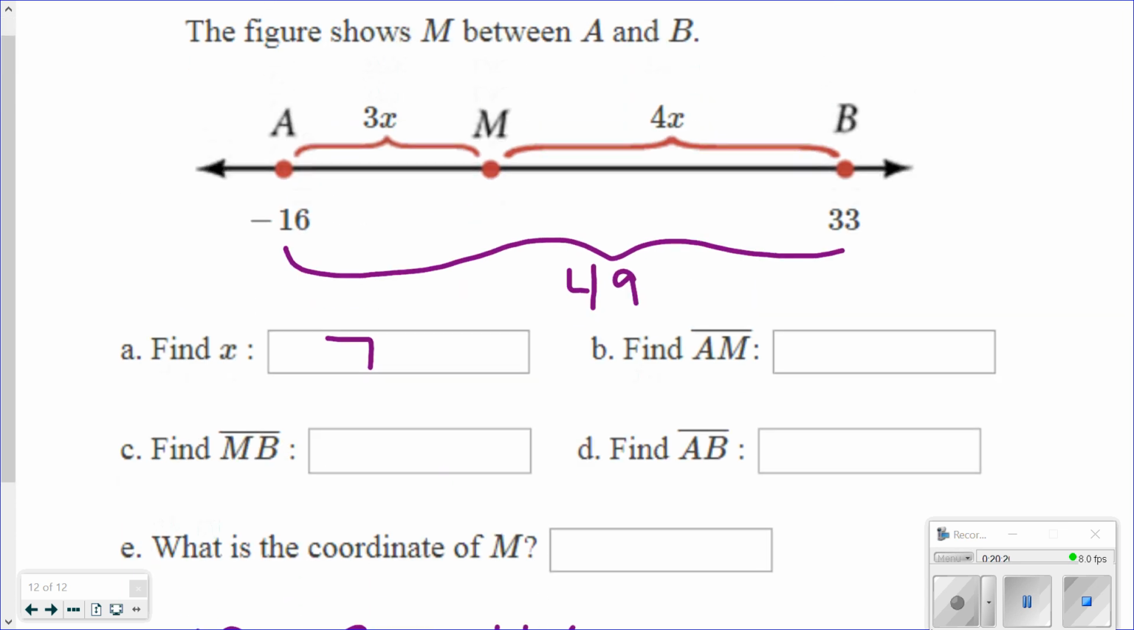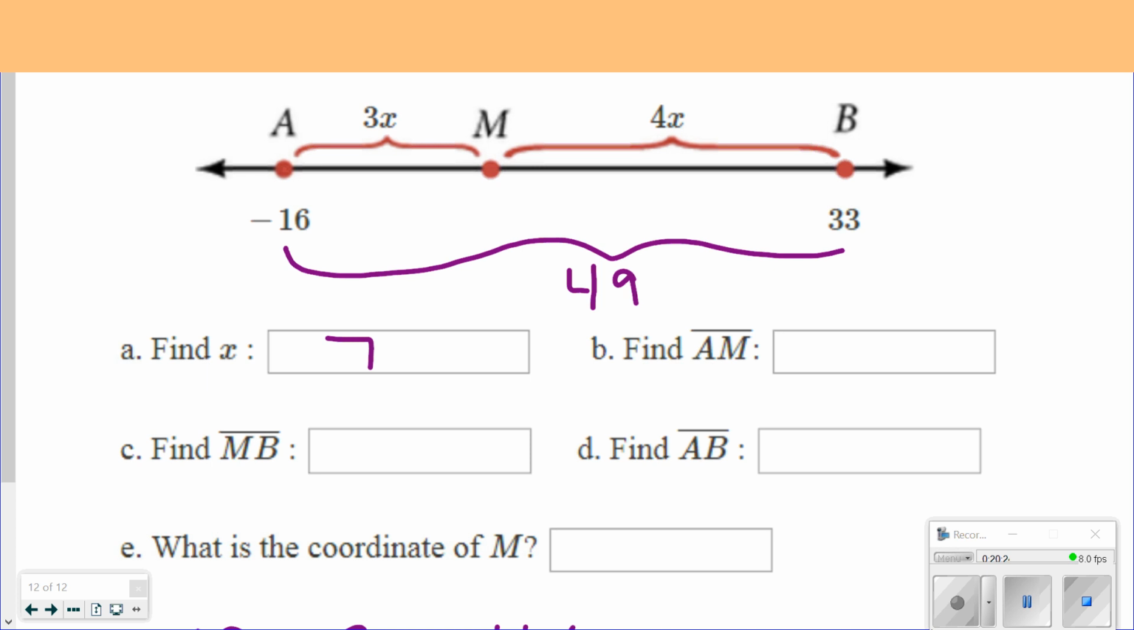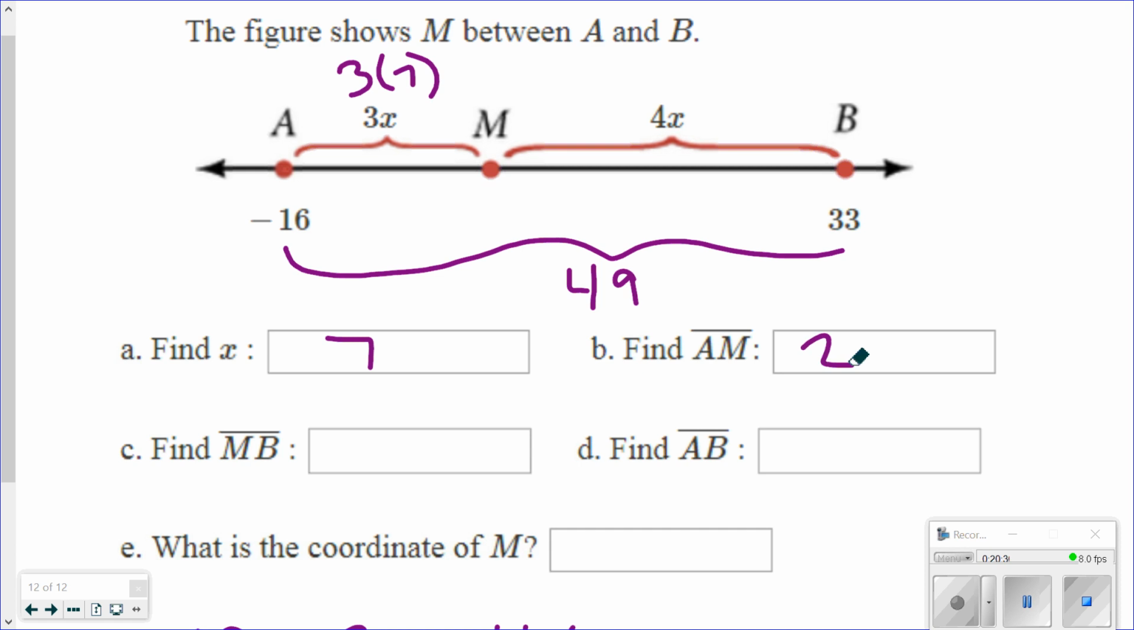AM, I just have to plug in 7 for x. So 3 times 7, that's going to be 21. MB, once again, I just have to plug in 7 for x. So 4 times 7, that's 28. So here is 28. And find AB. Well, we already found AB. That was the entire segment. That was 49.